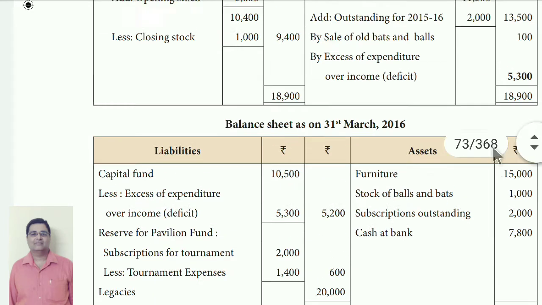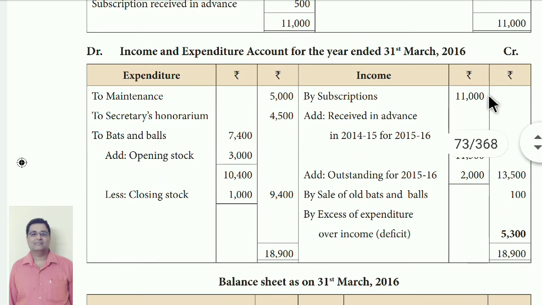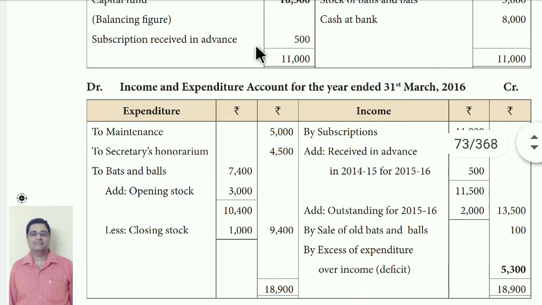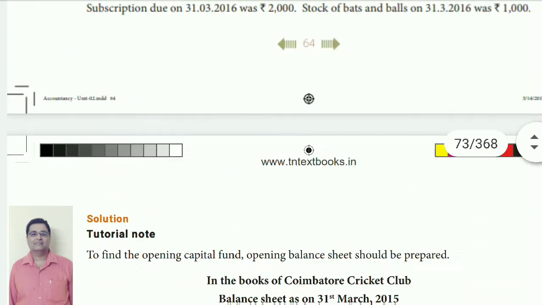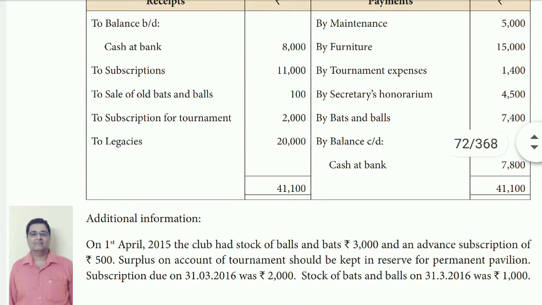Understand? Once again I repeat, 11,000, add 500 received in advance, 11,500, add outstanding subscription 2000. This is closing outstanding subscription. So this opening 500 we have to write in the opening balance sheet, and this closing 2000 rupees outstanding subscription we have to write in the asset side. Understand? So now we will move on to the question. So all the adjustment is over.